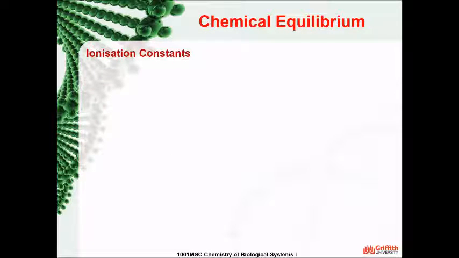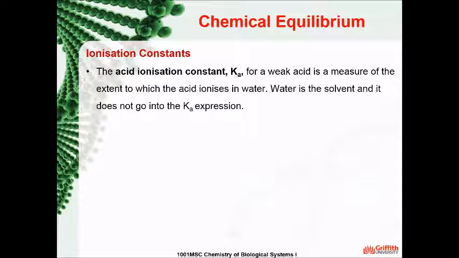Now we will investigate weak acids. Remember from Module 8 that weak acids don't completely ionize, and they remain in equilibrium. The acid ionization constant, or Ka, for a weak acid is a measure of the extent to which the acid ionizes in water. Water is the solvent, and its concentration doesn't measurably change during ionization, so it does not go into the Ka expression. For example, acetic acid partially dissociates into acetate ions and hydronium ions.